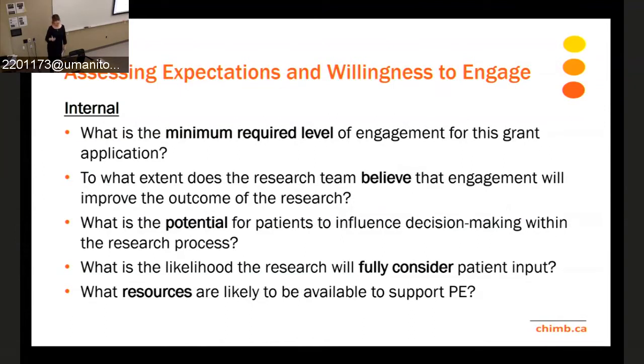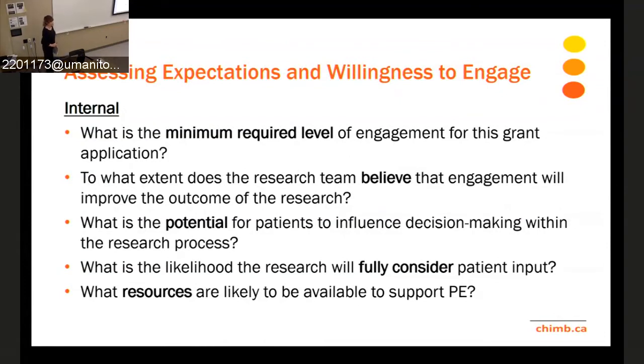Is it the research question, the outcomes, the design? Make sure you're very clear on this, because this is what you're going to be communicating when you start to go for recruitment. What's the likelihood the research will fully consider patient input? So understand how flexible and adaptable you are. At what stage of the research process are you at?